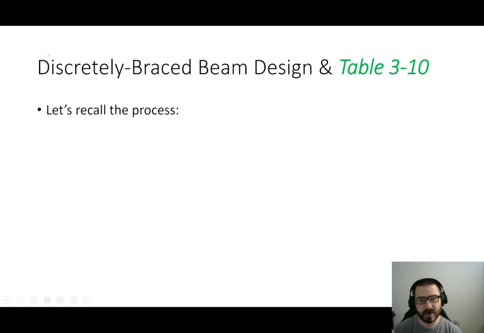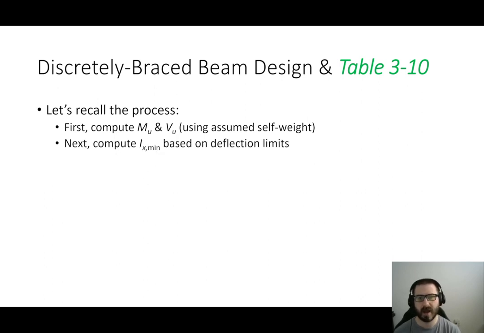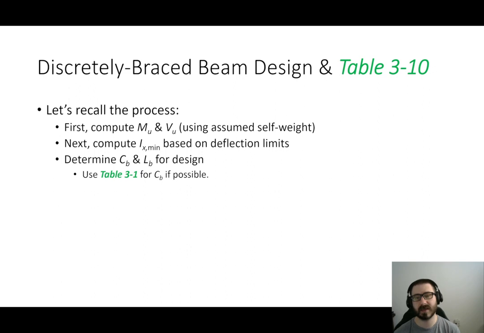Okay. So let's recall the process and make sure that we're all comfortable with how we design discretely braced beams in general. So the first thing that we do is we compute our demand, our moment and shear demand. Since we're in design, we're using an assumed self-weight of the beam in question. Then we compute a moment of inertia requirement based on our deflection limits, typically a live load deflection limit. And then we determine our CB and our LB for design. If possible, we'd like to be able to look up CB. Otherwise, we'll have to compute it if the structural analysis case is too complex. The LB value for design, we can get just from the beam itself.